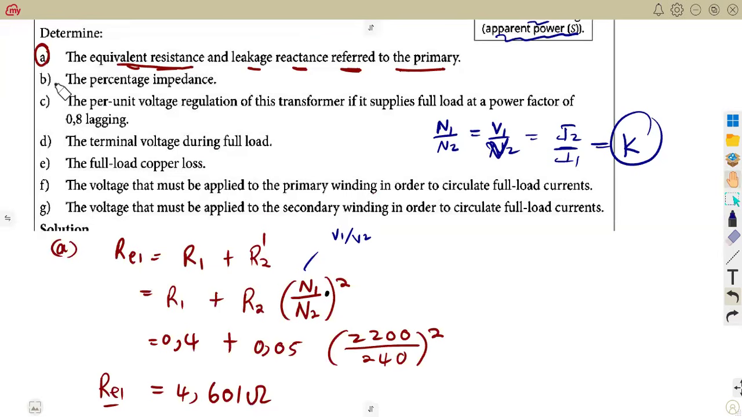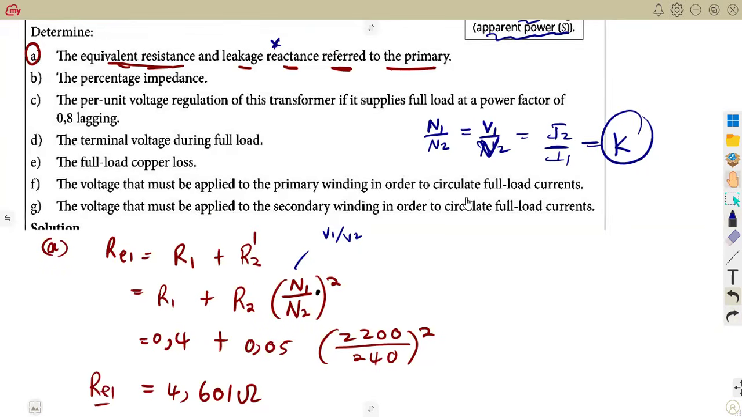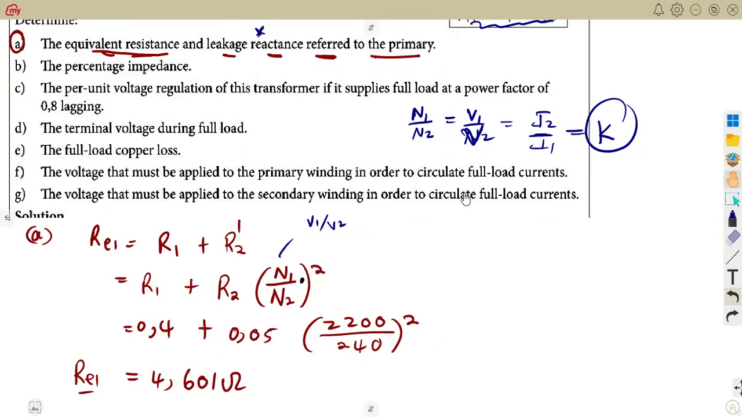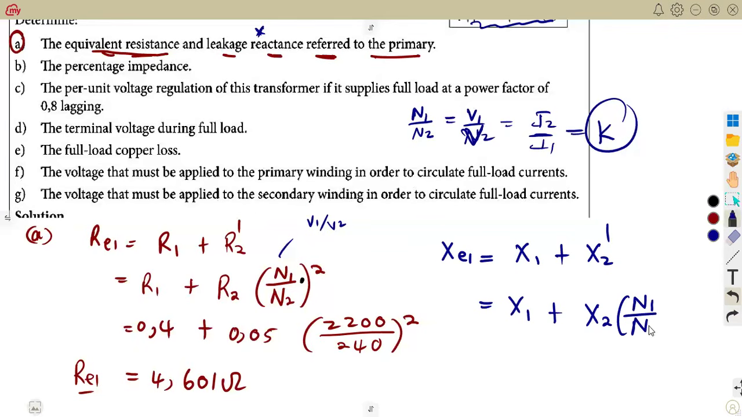Then let's consider the B part. The percent. Okay, so we still have the leakage reactance. There is still a leakage reactance to be calculated, referred to the primary side. So that's XE1. We also had our formula, X1 plus X2 referred to the secondary. So meaning to say this is going to be given as what? X1 plus, just going to write X2 as it is, times your transformer ratio, guys, N1 over N2 squared.